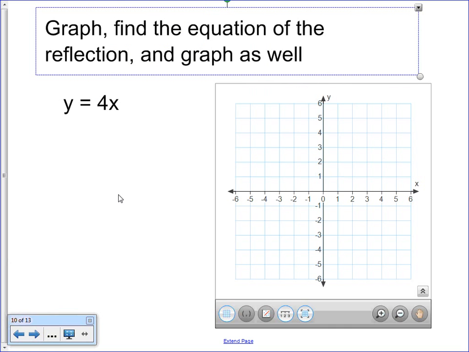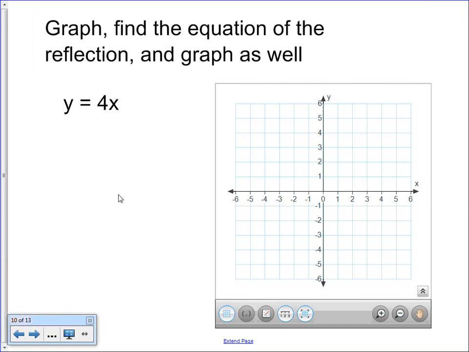I'm going to discuss some about the reflections. So what we're first going to do is graph the original equation, find the equation of the reflection, and graph that one as well. So these ones are called reflections. Let's just graph y equals 4x. We have a y-intercept of 0, slope of 4, so we're going to go up 4 and over 1. There is my graph for y equals 4x.